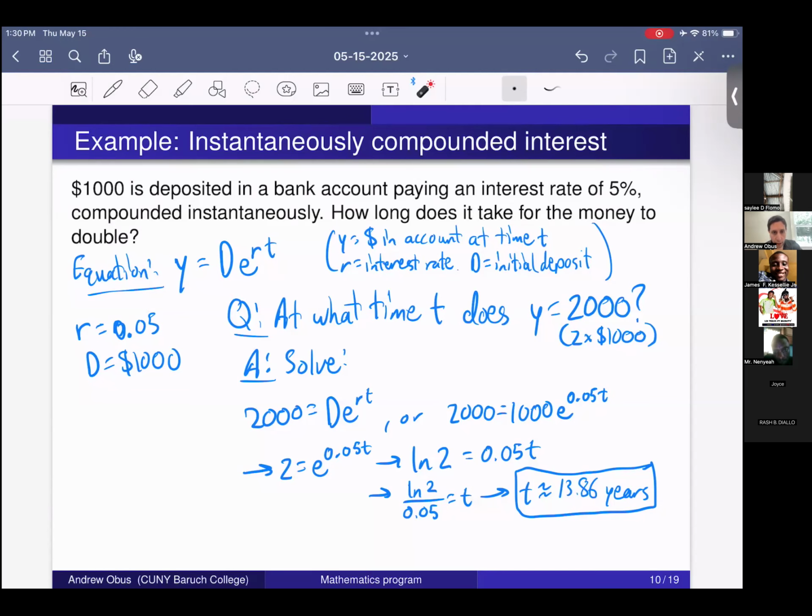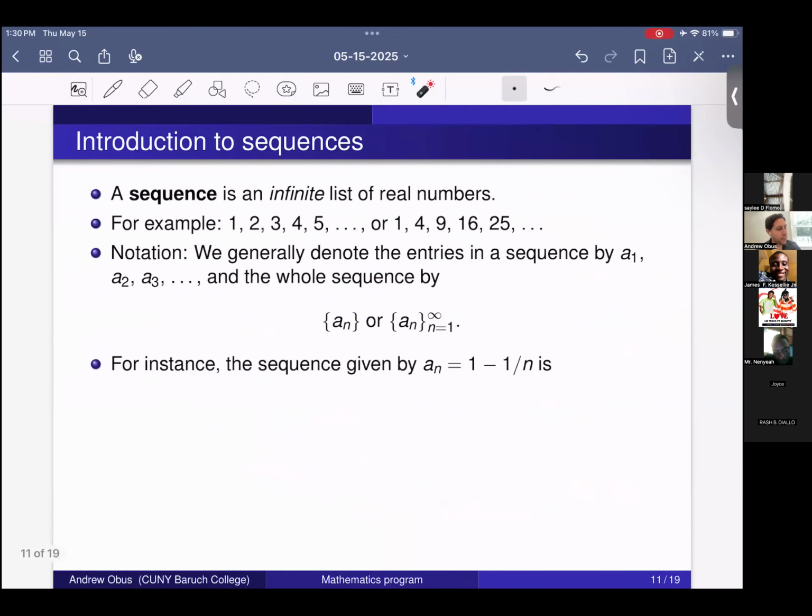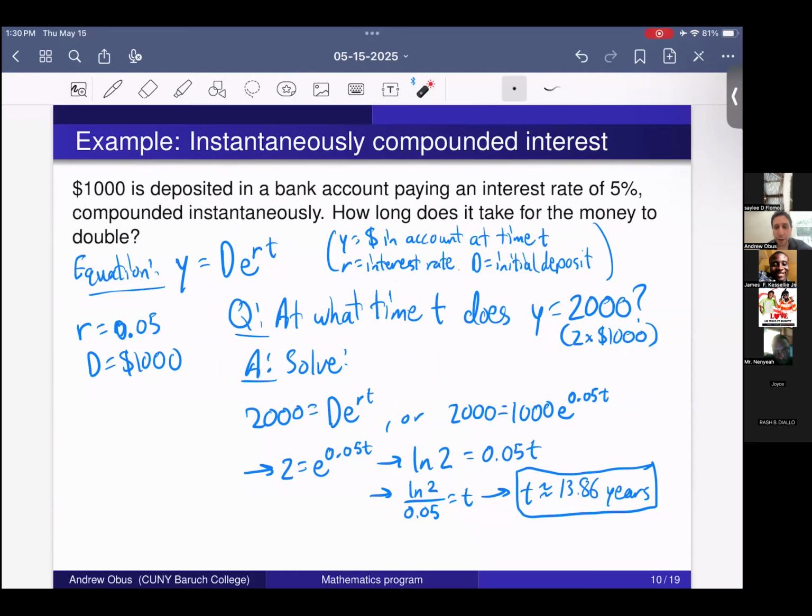Okay, great. All right. So that's it for exponential growth and decay. I hope you've been convinced in this unit that it's a very useful thing, that it really has lots and lots of applications. And it all comes down to this basic exponential equation.